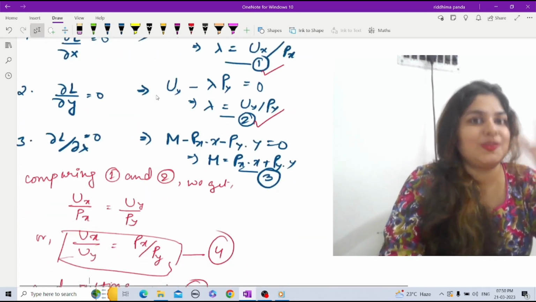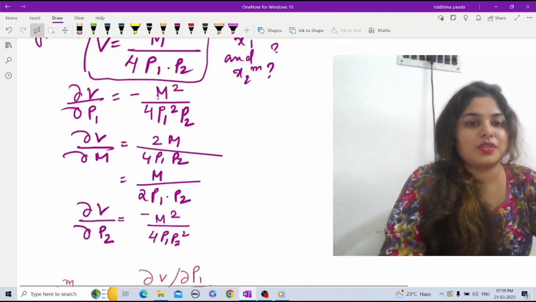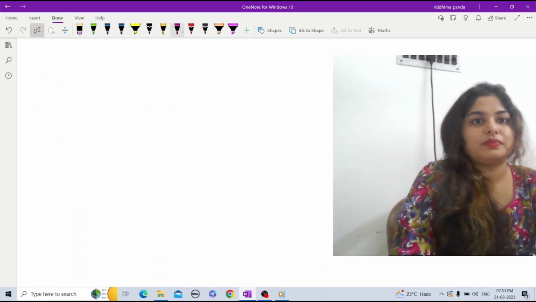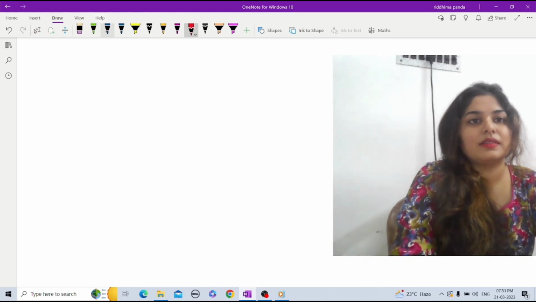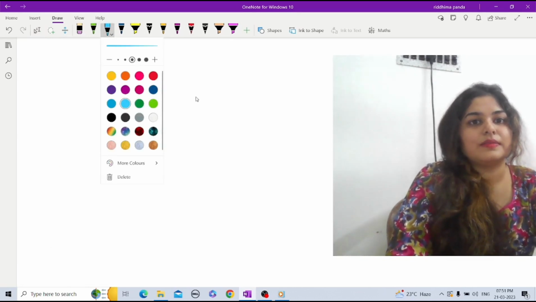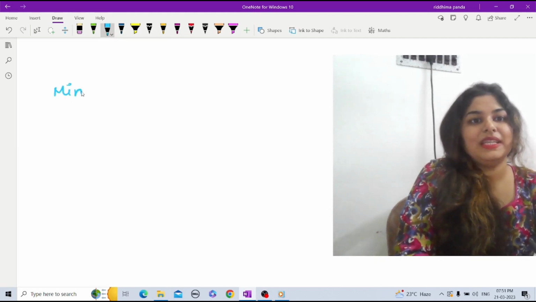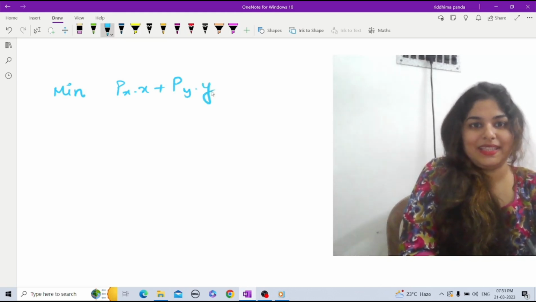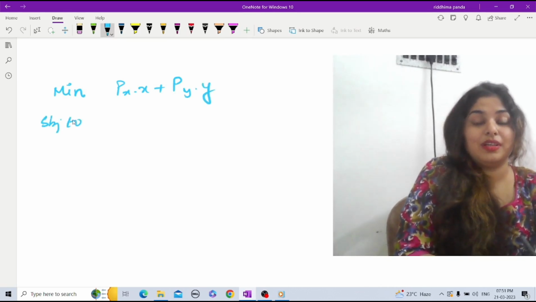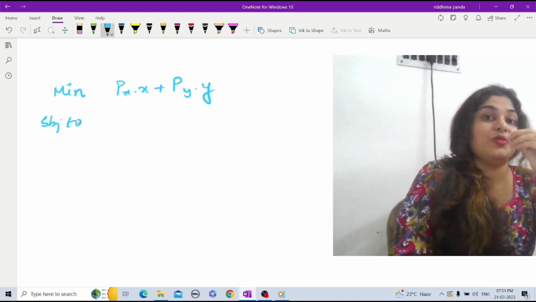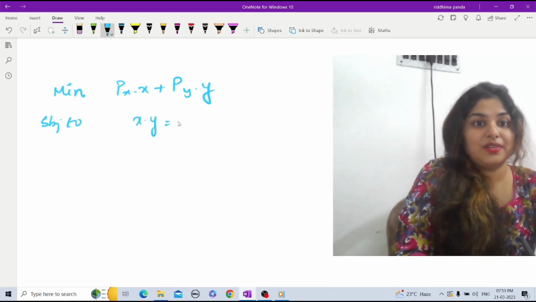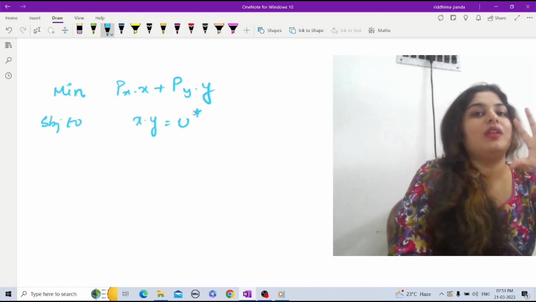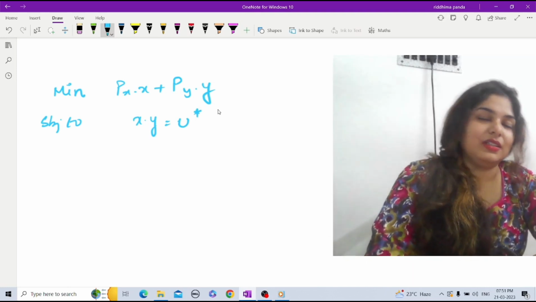So how can I write it? Let's begin. The objective now is to minimize the budget, so minimize px into x plus py into y, subject to the utility. Say now utility is constant, so x into y is equal to, say, u star. That is a constant utility. So this is my problem, and solving this I'm going to get the expenditure function.